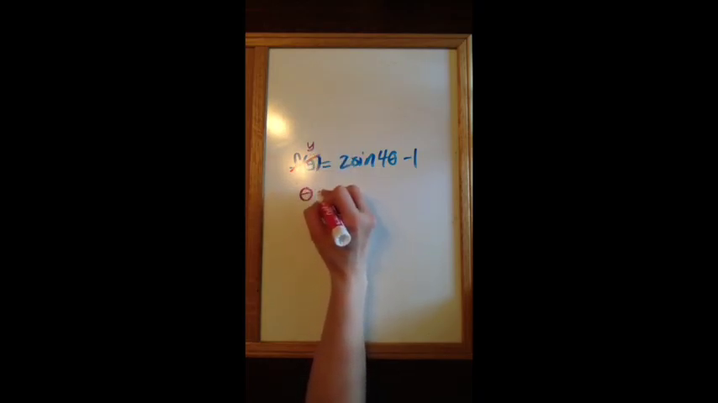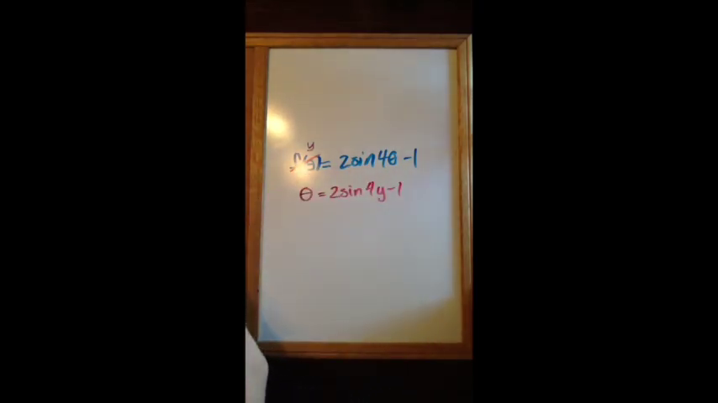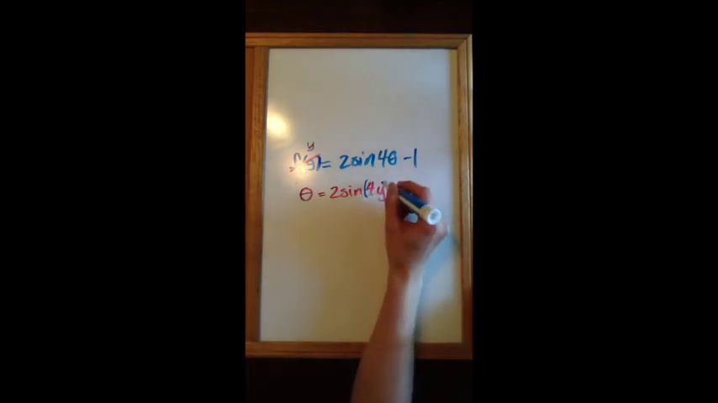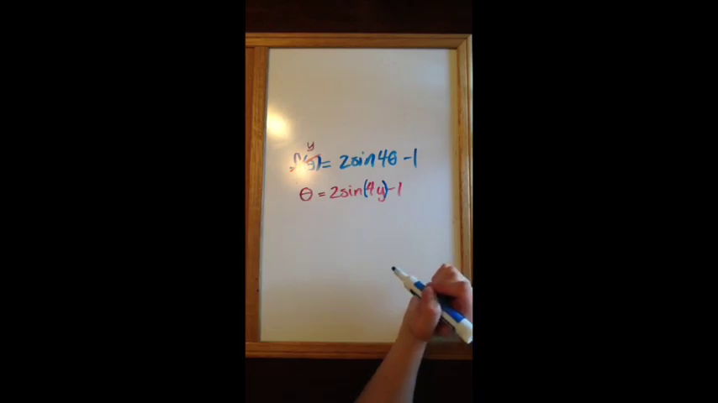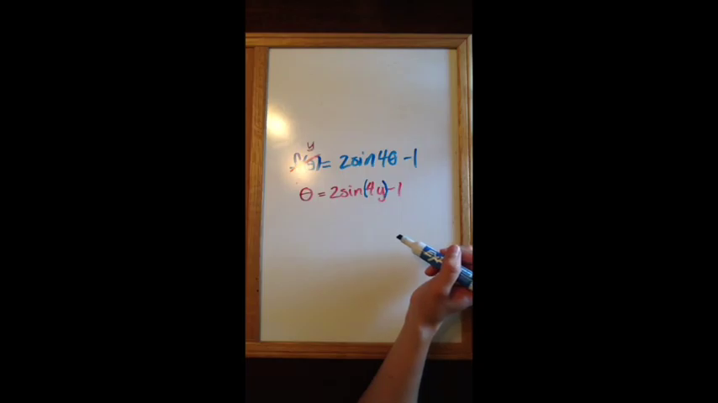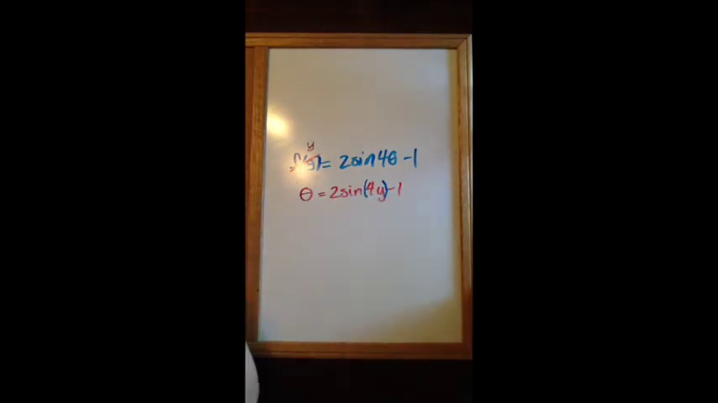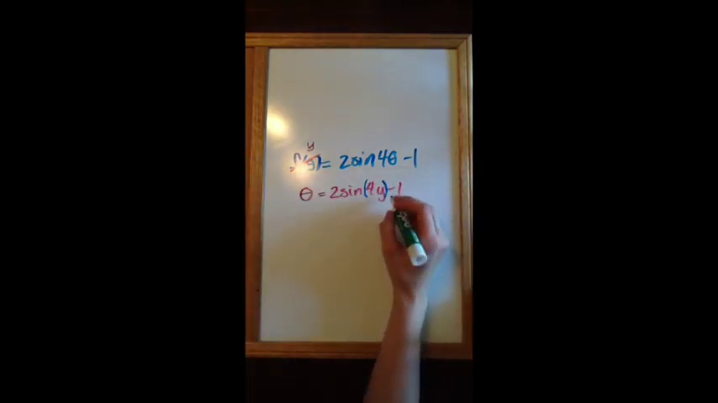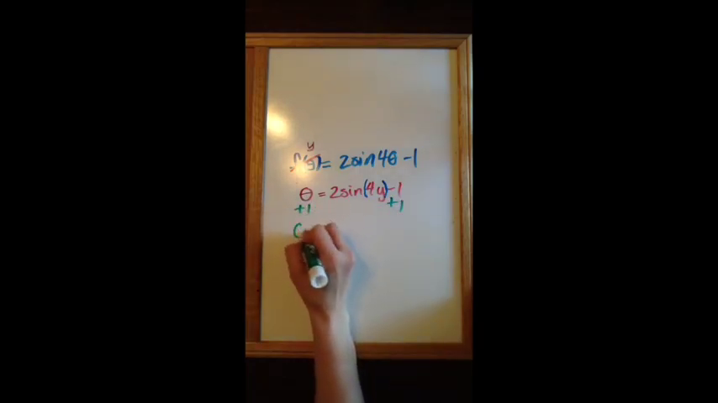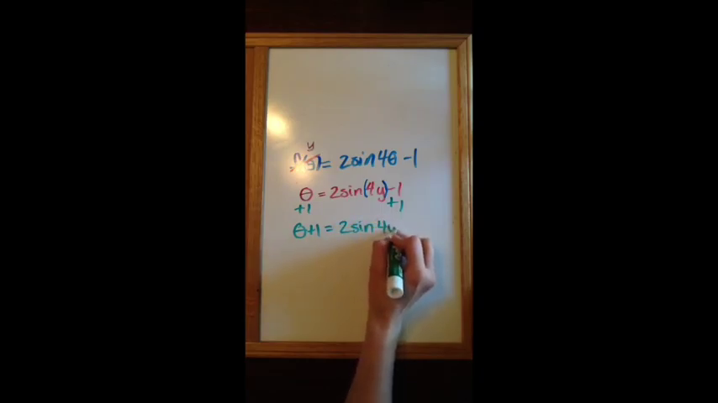So I'm going to write theta equals 2 sine 4y minus 1. I want the sine by itself. Now remember that the 4 is inside the sine. It doesn't have to have parentheses around it when you're just having something multiplied by the y. If I wanted to add something inside of the sine with the y, I would have to have the parentheses there. So I know that this one is outside the parentheses, so I'm going to add 1. So I have theta plus 1 equals 2 sine 4y.